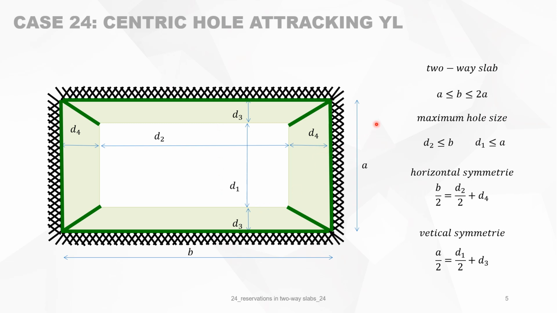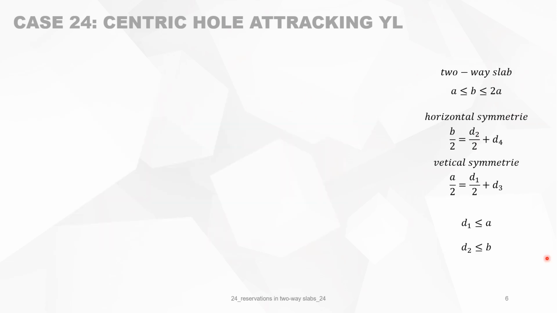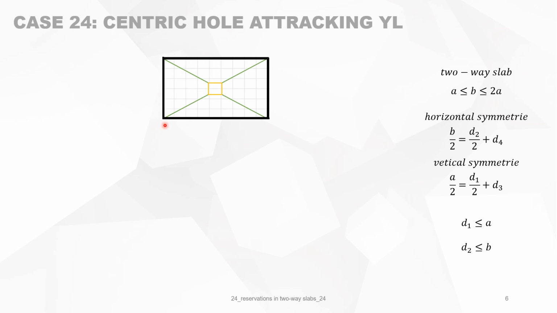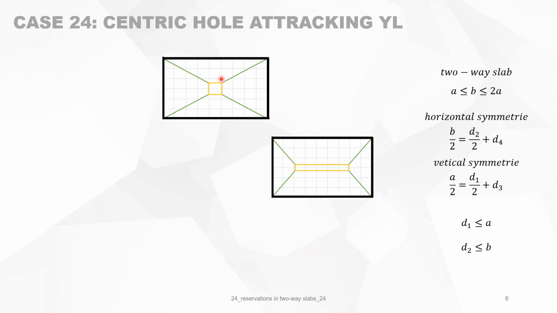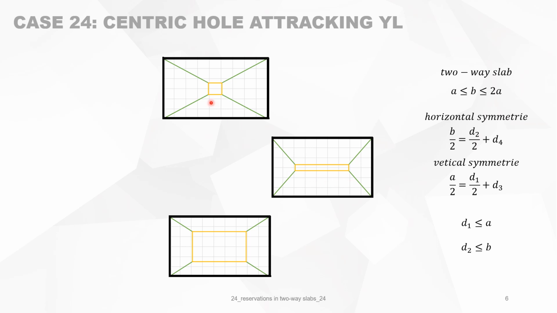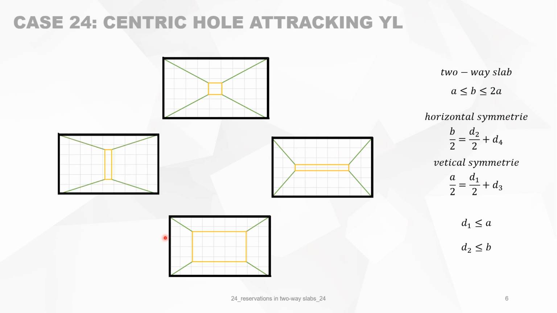So these are the conditions, and what type of hole or type of reservation we can construct with it. I can visualize it in the following pictures. It can be a small rectangular hole in the middle, or a square hole in the middle, or a rectangular hole horizontal, or a large reservation, or a vertical reservation. That's holes of this type.